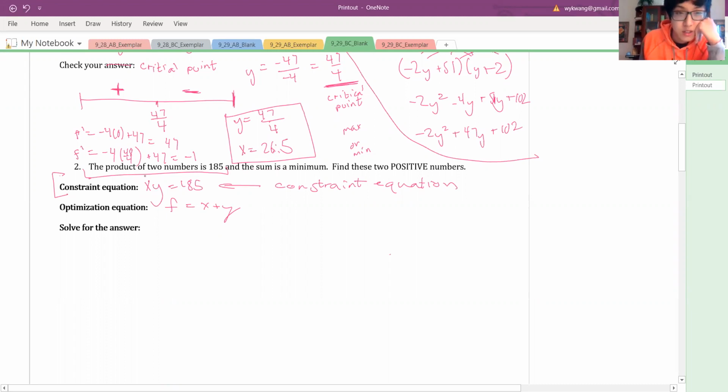Again, we're just taking this word problem and getting two equations out of it that we can use. We start off with the product of two numbers. So we know we have two numbers that we're dealing with, right? And then we're told that the product of them is 185. Okay, cool. So I can just write that xy is equal to 185. This is concrete information. This does not change. x times y is equal to 185.